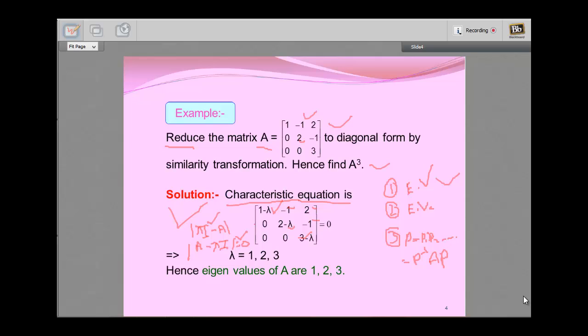When you expand this determinant, you will get three roots of lambda. Lambda is equal to 1, lambda is equal to 2, and lambda is equal to 3. These three roots are called the eigenvalues. All of you know how we can calculate these eigenvalues. So tell me how many eigenvectors there are if we have three eigenvalues.